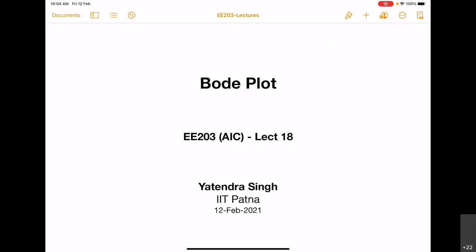In this lecture, we will continue the discussion of Bode plot, and we will see how to plot the magnitude of a given transfer function and the phase of the given transfer function in a quite approximate way using this Bode plot technique.